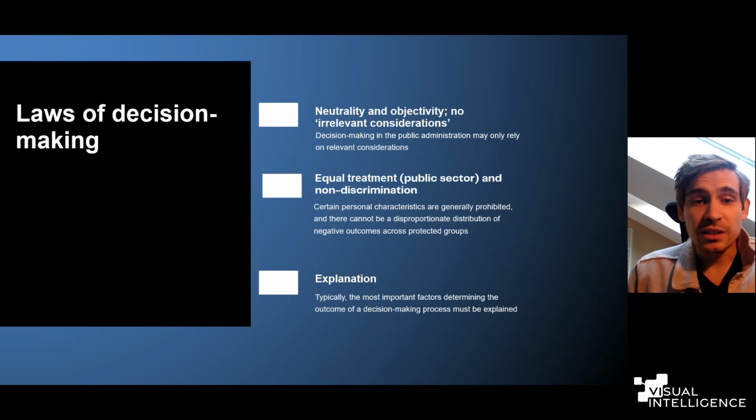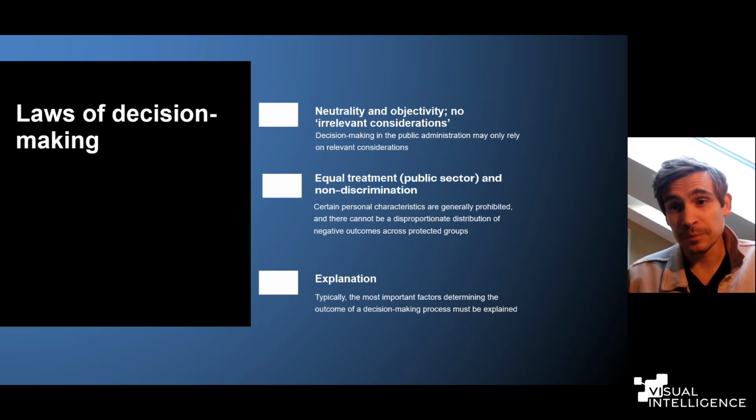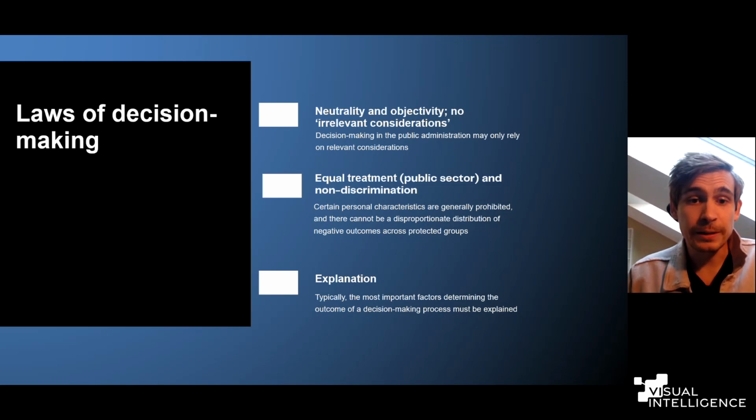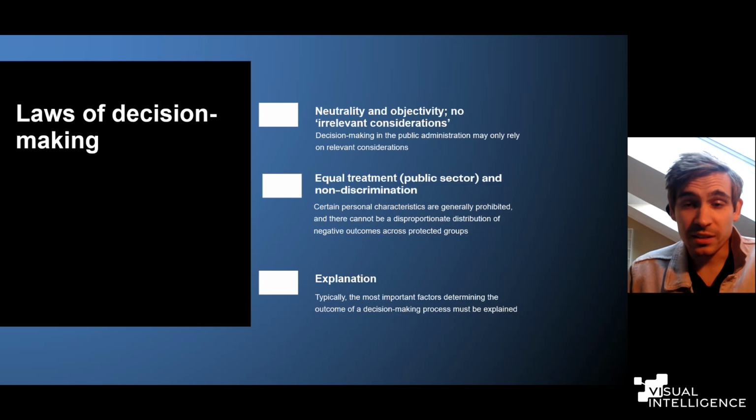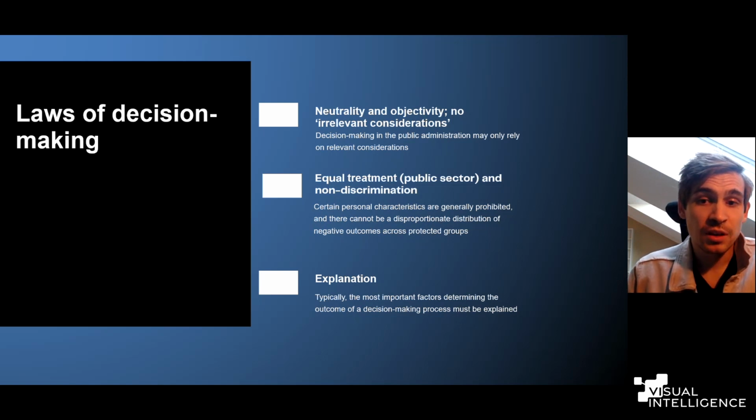And in the extension of this requirement of no irrelevant considerations, there's the general equal treatment principle in public sector decision-making. We need to understand what cases are like. And this raises the question of comparability. And I will return to how certain methods within machine learning may be used to assess comparability between cases when testing an AI system.